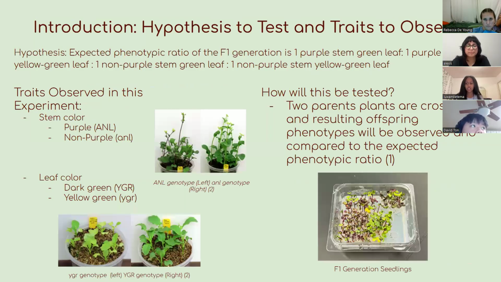So we took those laws into consideration when forming our hypothesis for our experiment, which involved crossing 2 parent plants and observing the phenotypic traits of the offspring, which will be F1.